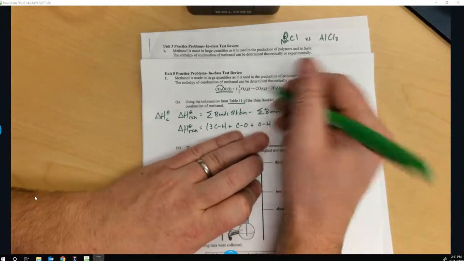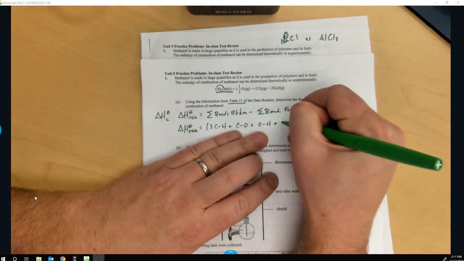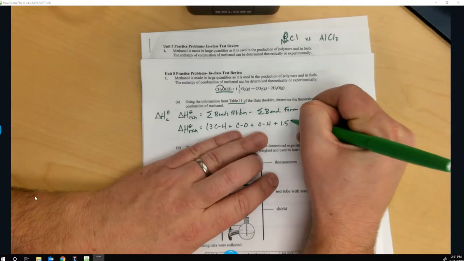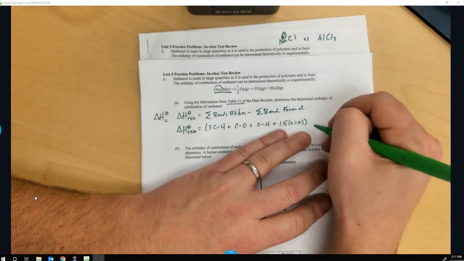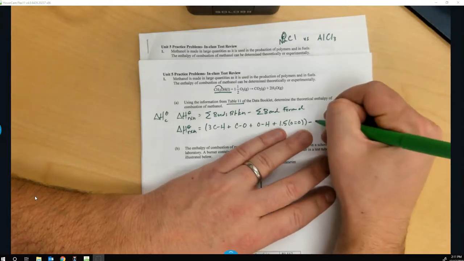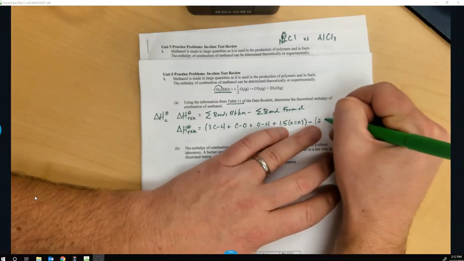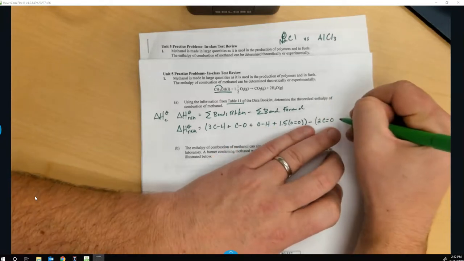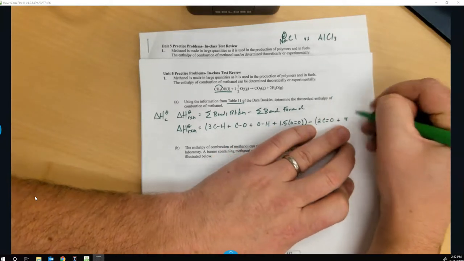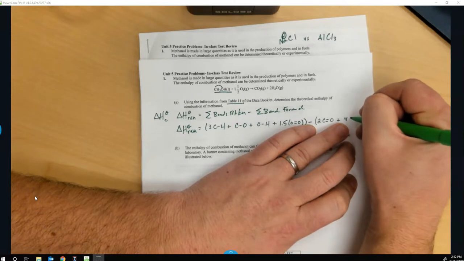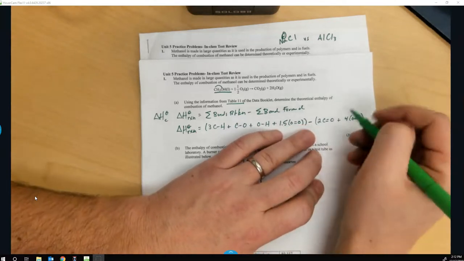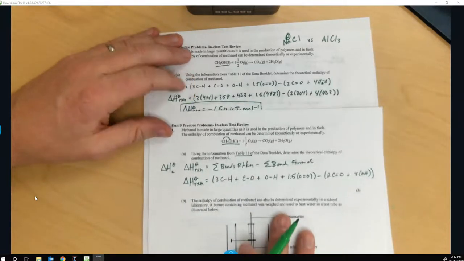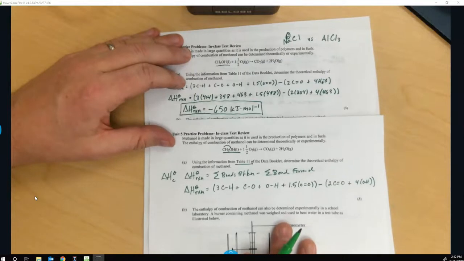Now I'm going to have 1.5 moles of O2. So to that I'm going to add 1.5 times the bond enthalpy for the oxygen molecule. All right, so that's all my reactants. So now let's look at our products. I have 1 mole of CO2. That's going to give us 2 moles of carbon-oxygen double bonds. And to that, I have to add 4 times the bond enthalpy of oxygen-hydrogen for the 2 moles of water. So when I plug in the values, there they are. You should get an answer of negative 650 kilojoules per mole.